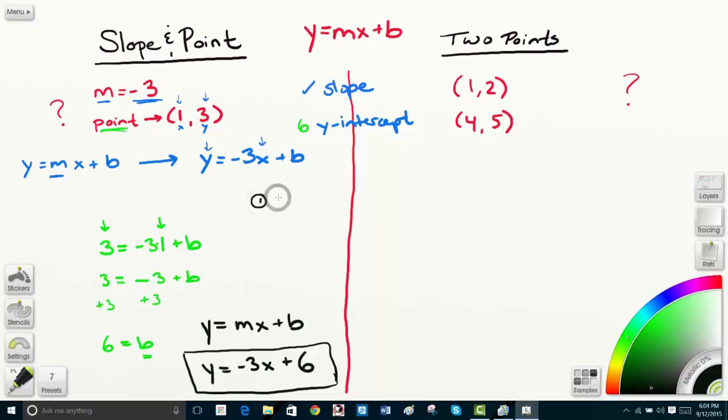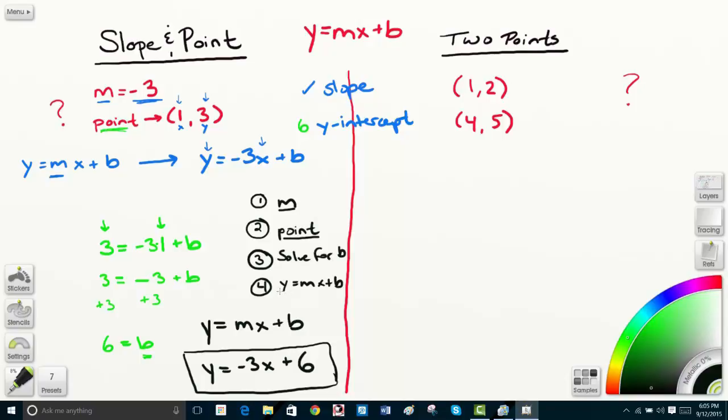So if you like having kind of like a list of steps, the first thing we did was we put m into the equation. You can write that all out. I just don't have a lot of room here. The second thing we did is we plugged the point into the equation. We solved for b, and then we just made our y equals mx plus b equation. That's basically what we did. So we plugged in m, we plugged in the point, then we solved for b, and we had our equation.